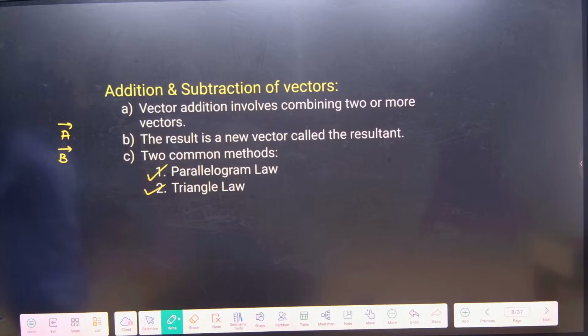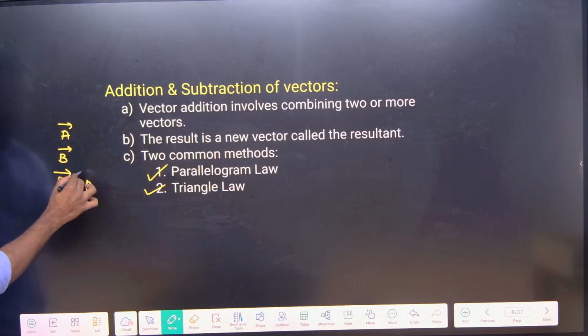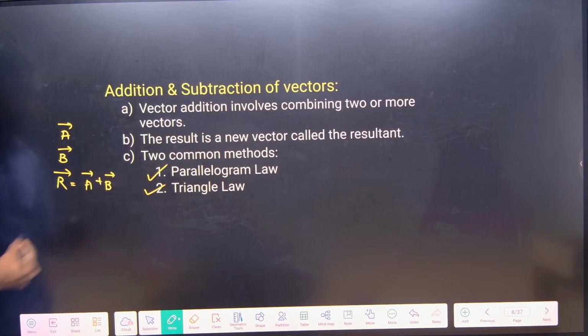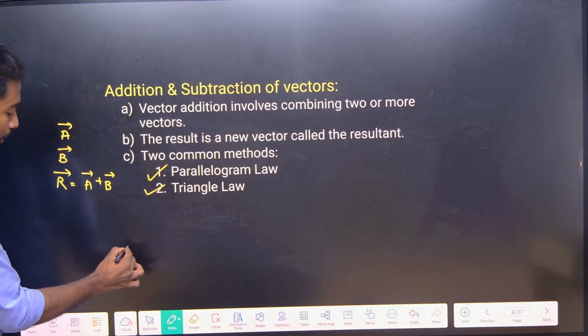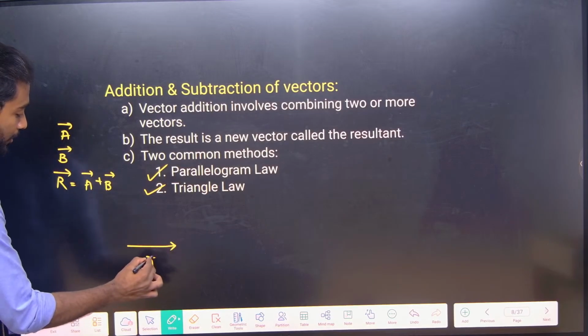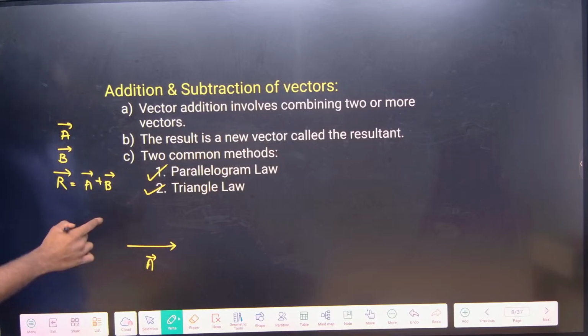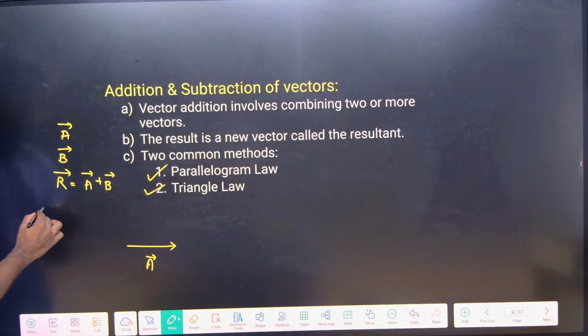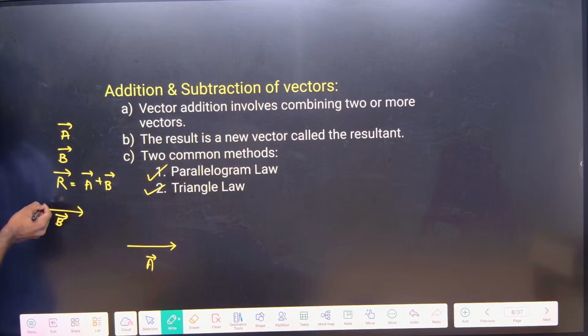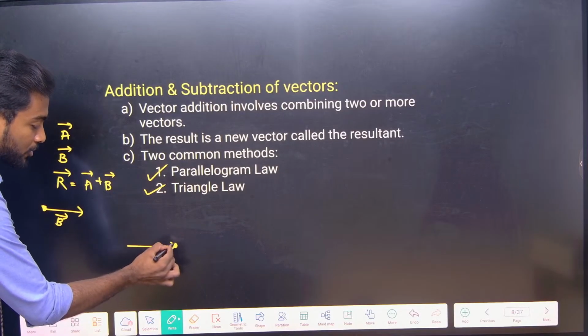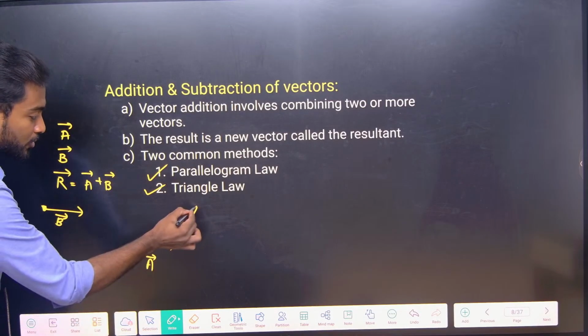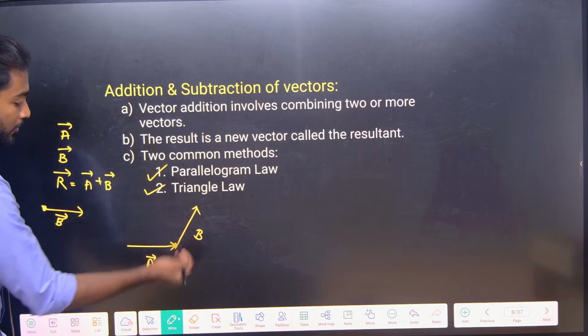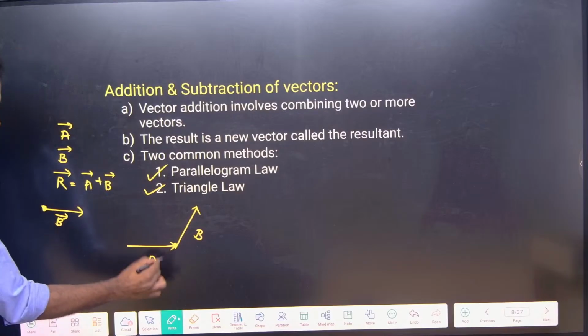I need to add these two vectors, which means there will be a resultant vector. The resultant vector equals A vector plus B vector. This is my A vector. How to add the second vector? I will take the tail of the second vector and keep it at the head of the first vector. This is my second vector B, so this is my A and this is my B.